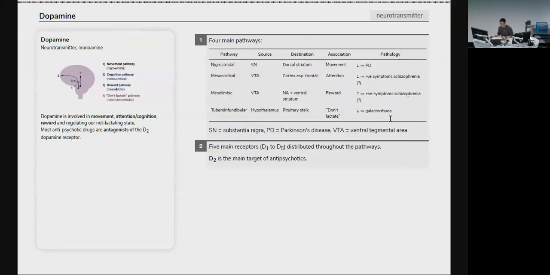And then this tuberoinfundibular pathway. That's significant because when you have blockade of dopamine and it's non-selective, you'll end up causing galactorrhea because you've stopped this don't lactate pathway.